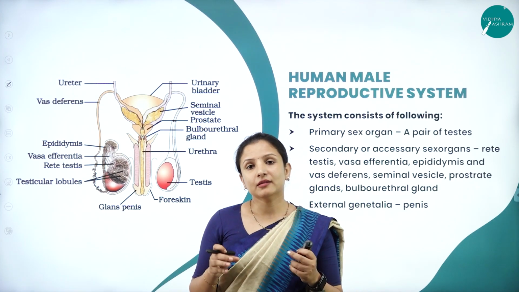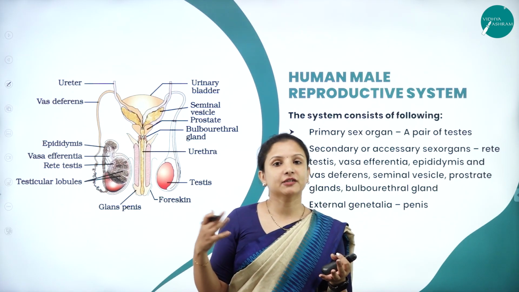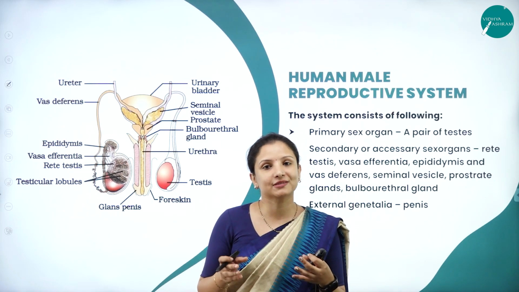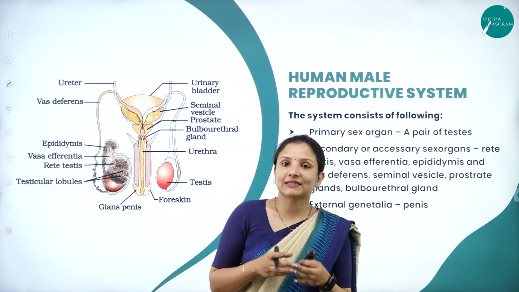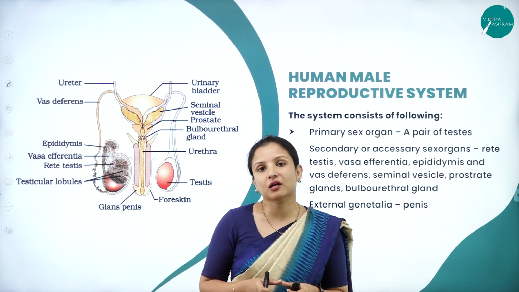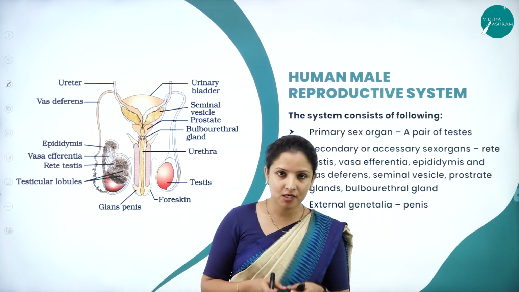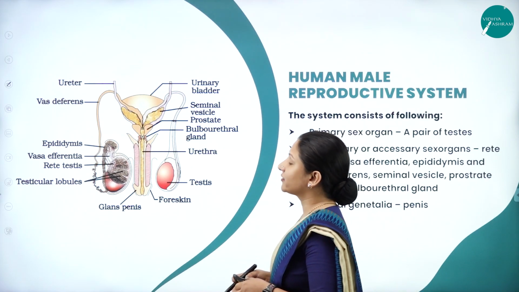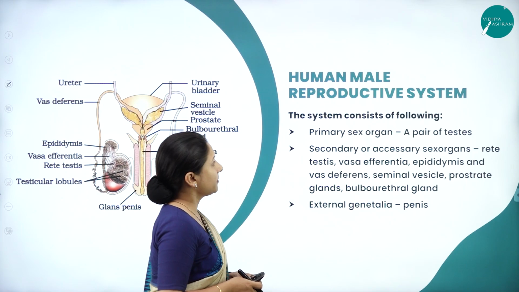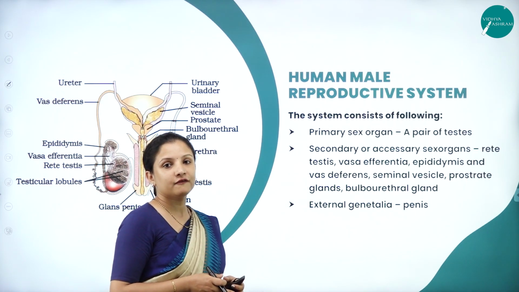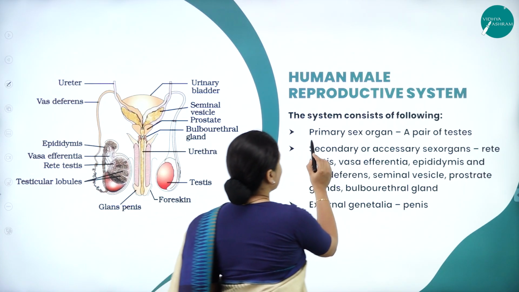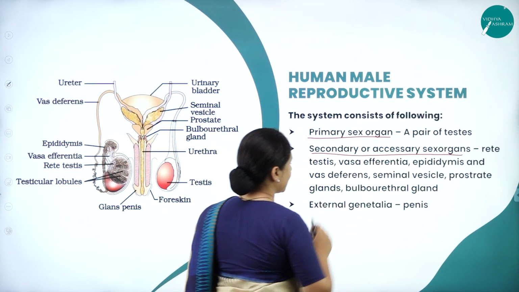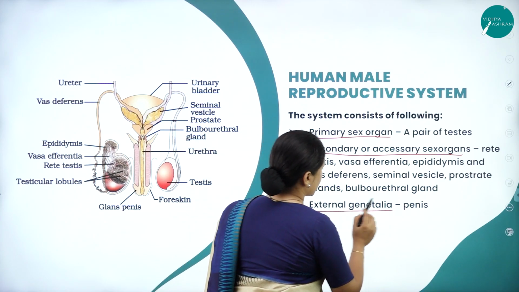Now, the male reproductive structure is different and the female reproductive structure is different. These two structures we'll study separately in this chapter, and how exactly the fertilization process occurs is what we will study under this chapter. For today's class, we'll learn about the human male reproductive system. It consists of various parts which are divided as the primary sex organs, the secondary or accessory sex organs, and the external genitalia.